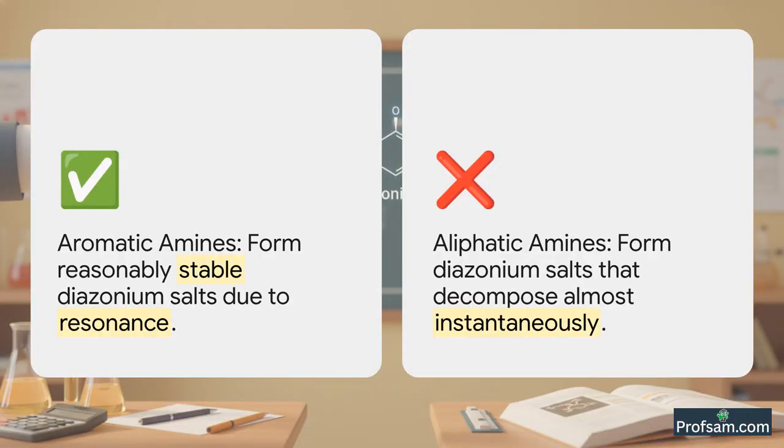Now, here is a very common point of confusion for students. Why does diazotization work for aromatic amines, but not for aliphatic amines? The answer, in one word, is resonance. In aromatic diazonium salt, that positive charge on the nitrogen is shared and spread out over the benzene ring. This resonance effect stabilizes the ion, making it just stable enough to be useful. Aliphatic diazonium salts have no resonance stabilization, and so they fall apart almost instantaneously.